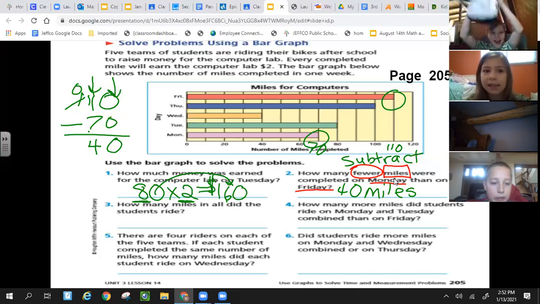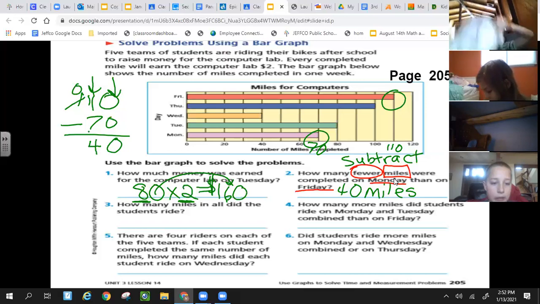All right. So number 3, how many miles in all did the students ride? Not how much money did they earn. How many miles in all did the students ride? Lyric, what are the key words there that are going to help me know what operation to use? The four.